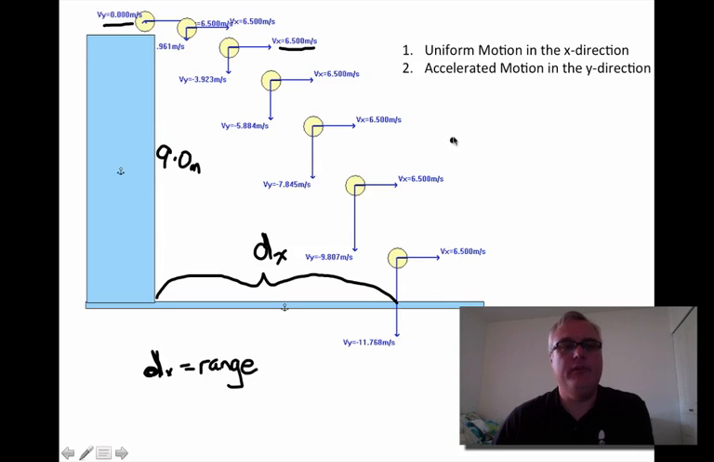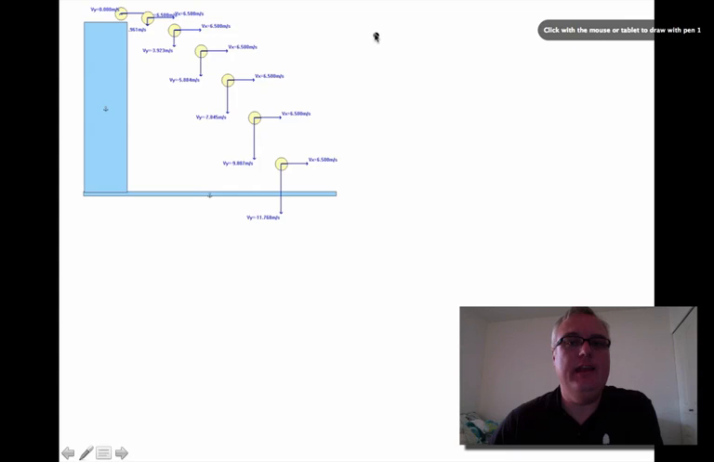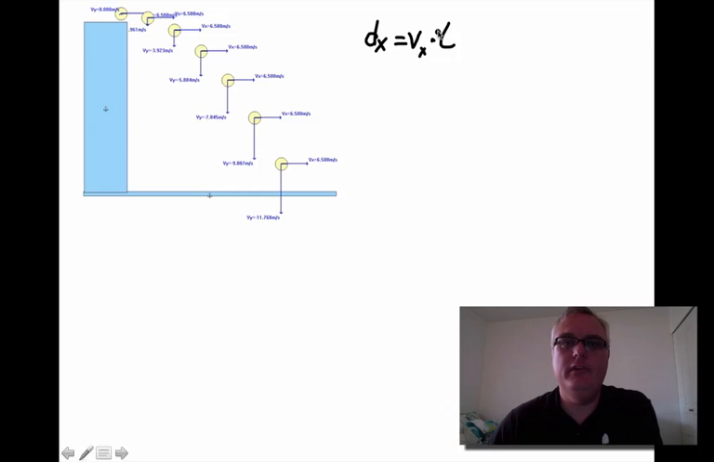Let me clear the screen and make our diagram a little bit smaller so we have some room to work. So I'm looking for dx, the range, and in that direction, the x direction, remember we have horizontal motion. dx is equal to vx times t. That's the only equation we have for uniform motion.